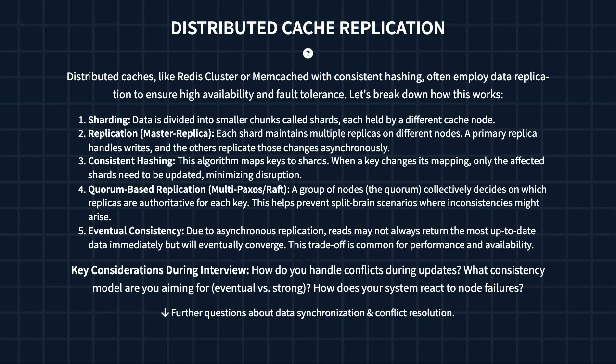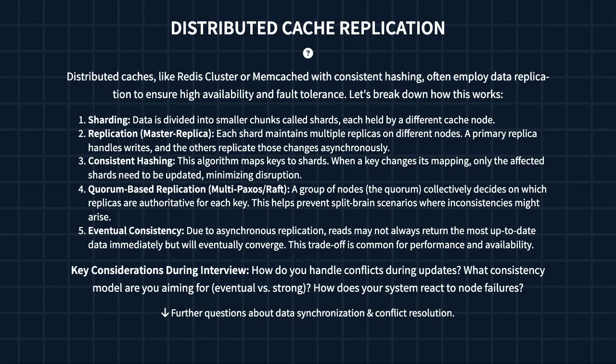Okay, let's talk about how distributed caches handle replication. Think of a big library. Instead of keeping all the books in one place, we split them up and put copies in different branches. That's essentially what's happening with shards. Each shard is like a section of our data spread across multiple servers. Now, for each shard, there are several copies, replicas. If one server goes down, the others can still serve the data.